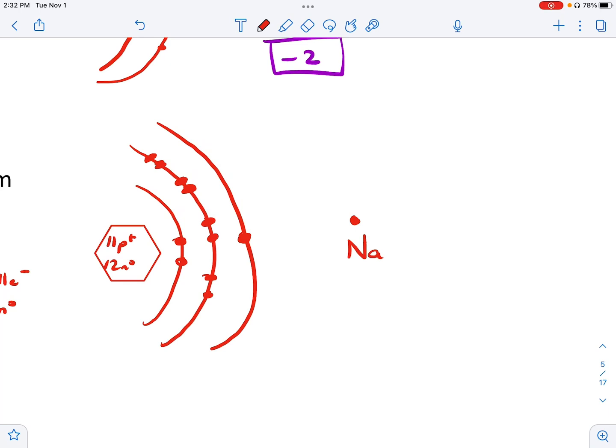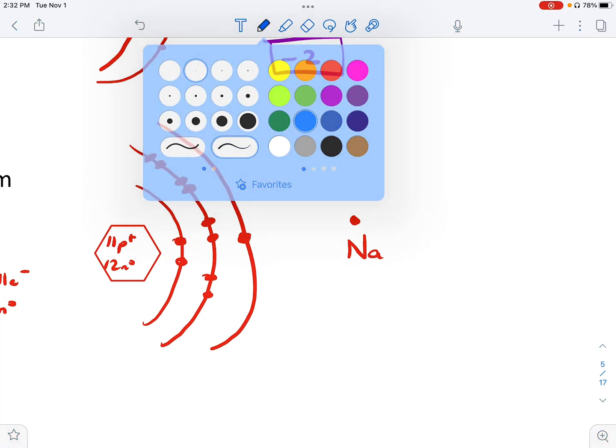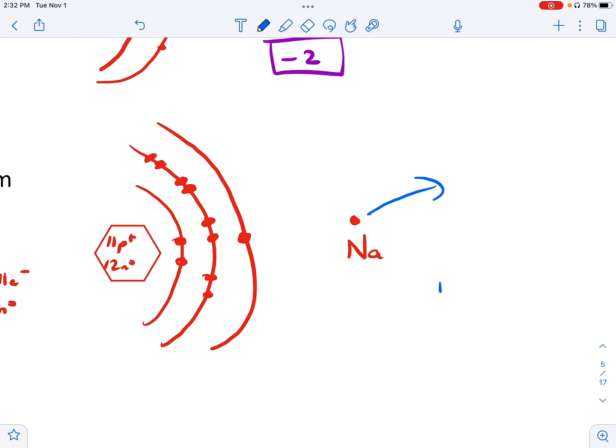And now, to finish this off, would Na prefer to lose 1, take away this guy, or would it like to gain 7? So most likely, it wants to lose that 1, making it +1.